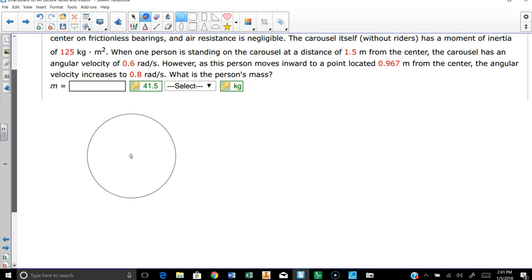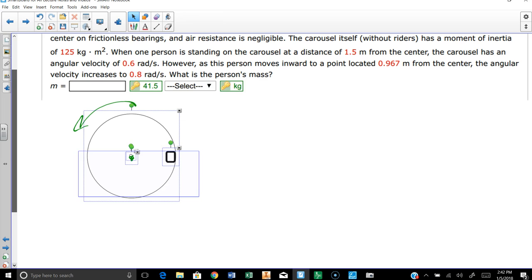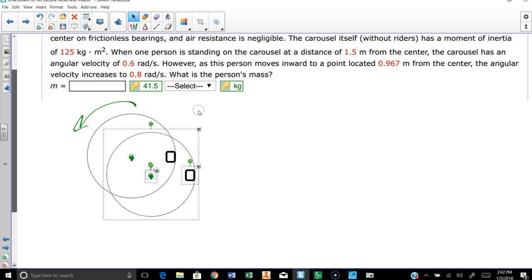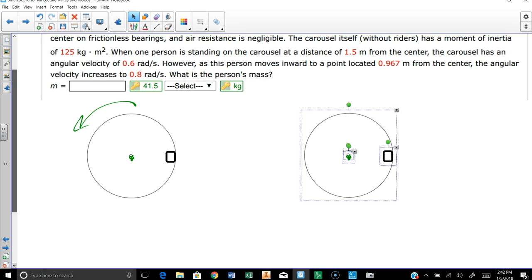We're looking at it from above, and here's the axis of rotation. Whoops, making lots of little circles. Here's the axis of rotation. And you have a person. Here's your person, located at a certain distance initially away. And it doesn't matter which direction this thing is rotating, so we'll just say it's going this way. And then afterwards, later, the situation changes because the person has moved inward.